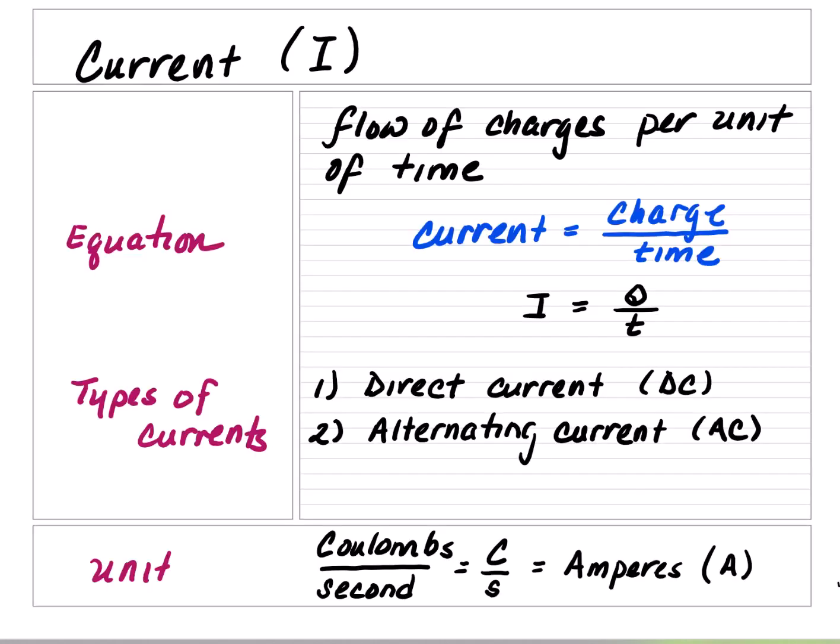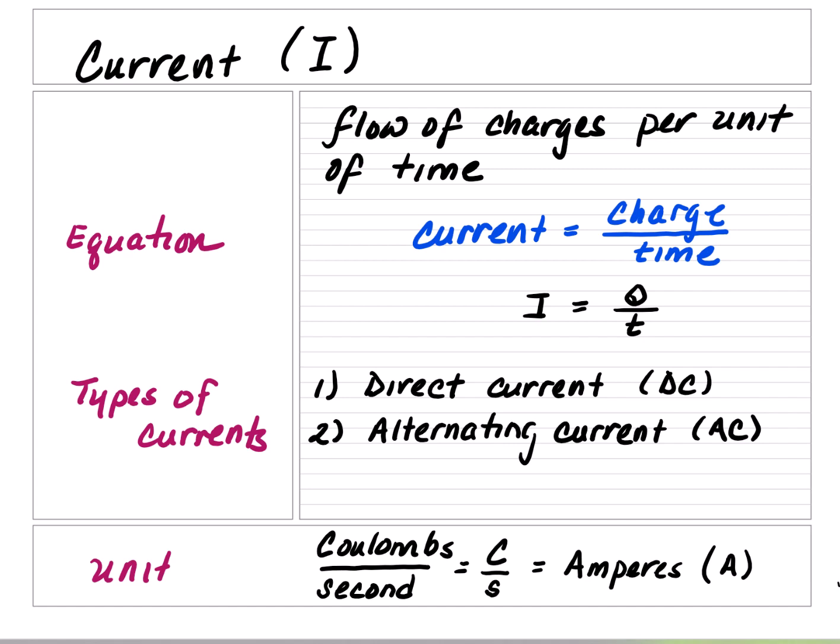For a circuit to work, it needs some sort of current. Current is abbreviated with a capital I. Current is defined as the flow of charge per unit of time. We could write this in an equation format as current is equal to charge over time. If I write it in a symbol format, current is symbolized by I equals Q over little t.